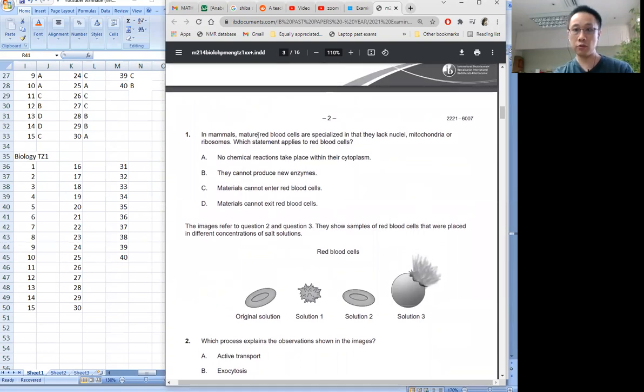So in mammals, mature red blood cells are specialized in that they lack nucleus, mitochondria, or ribosomes. What statement applies to red blood cells? No chemical reactions. Well, they can still have enzymes that were previously made, but they won't be able to make more enzymes, I'm guessing, without mitochondria, because mitochondria releases energy that's required for a lot of other biological reactions.